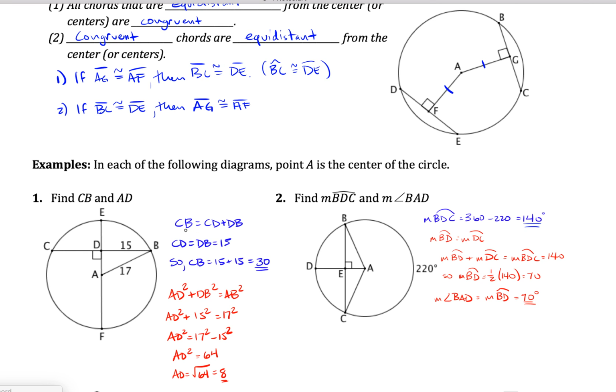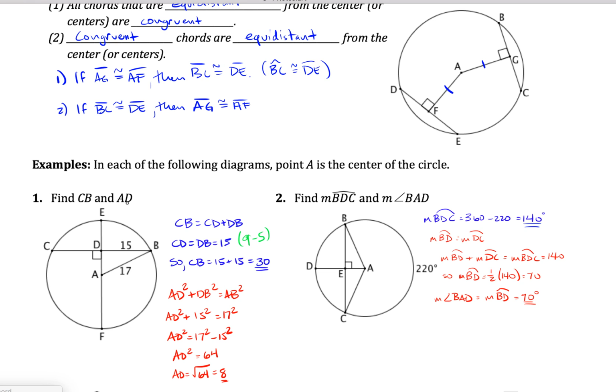So that's where I said that since by segment addition, the length of CB would be equal to CD plus DB, and since CD and DB will be the same, because of theorem 9-5, then it would tell us that CB would be equal to 15 plus 15, which is 30. So segment CB has a length of 30.